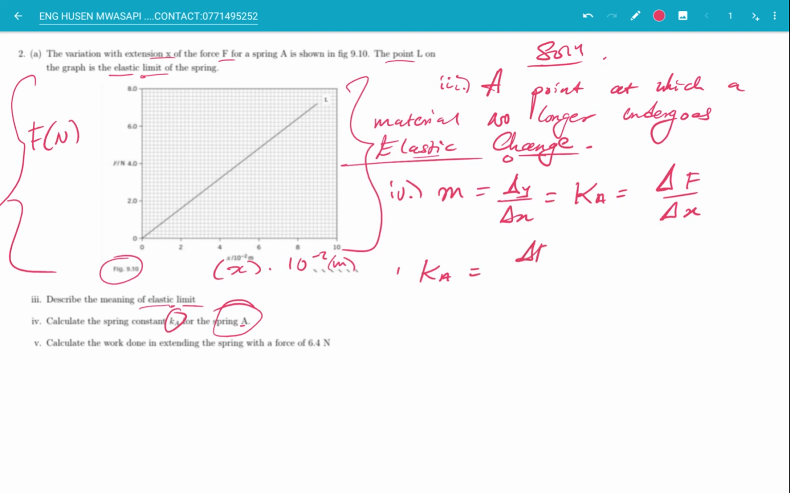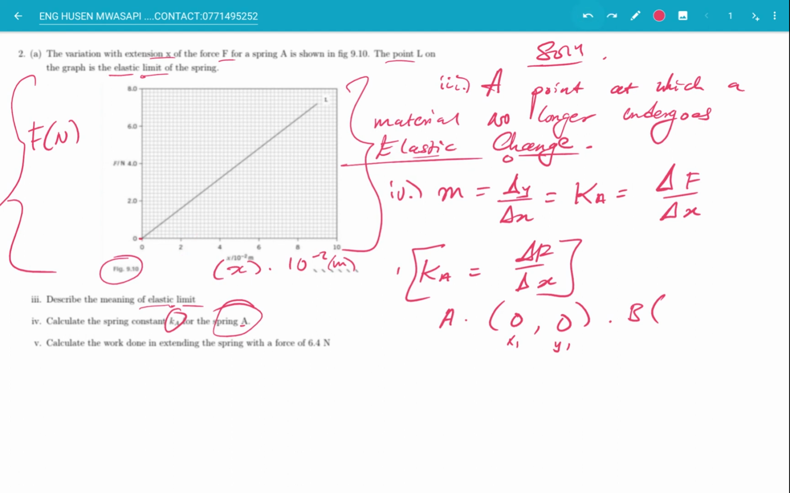So change in F over change in x. That is what we'll use. Now let's pick 2 points. Let's say point A. I most like to pick the first point to be the initial point, which is 0, 0, which means x1 is 0 and y1 is also 0. Point B, what would be point B? Let's pick the first point, which is 2.